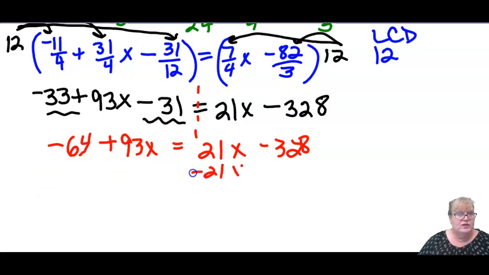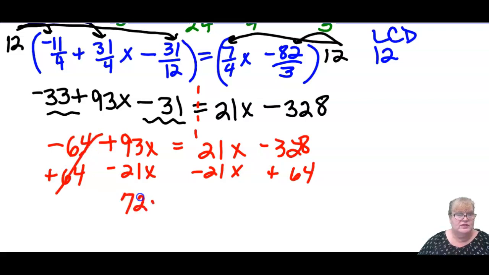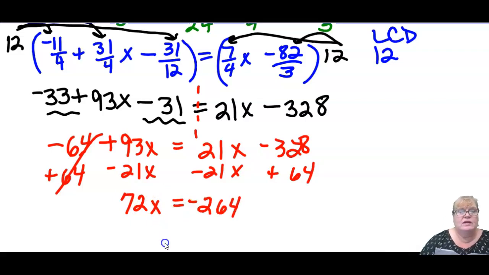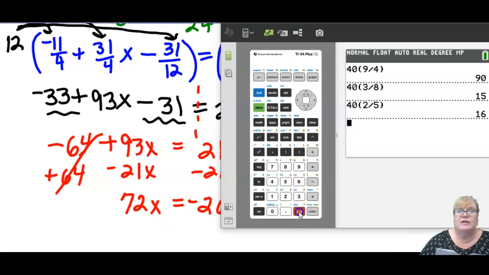I'm going to subtract 21x over here. And then I'm going to cheat with my work and add the 64 back the other way at the same time. You'll learn when we're in Precalc, we can start showing a little less work sometimes. Negative 328 plus 64, grabbing my calculator so I don't make a silly mistake. Negative 328 plus 64 is negative 264. And then if I pull out my calculator here, I have a negative 264 divided by 72.